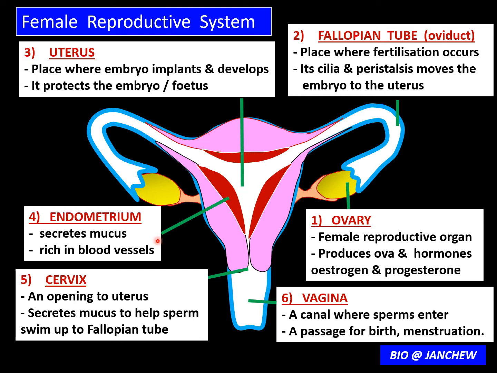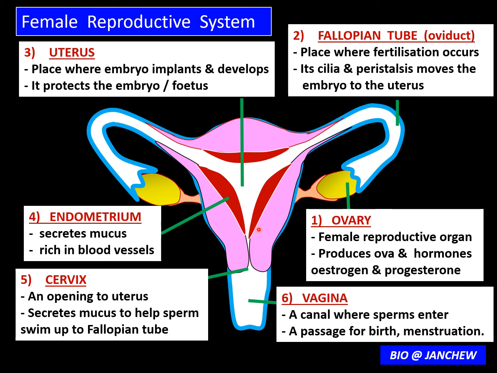Okay, then next we have the cervix. The cervix is just an opening leading up to the uterus. It secretes mucus to help sperm swim upwards to the fallopian tubes. Then lower down here there's a passageway or canal called the vagina, where the sperms enter, and the vagina is the passage for birth, for the baby to come out from the uterus through the vagina and out to the external environment. And it is also the passage for the menstrual flow, or menstruation.